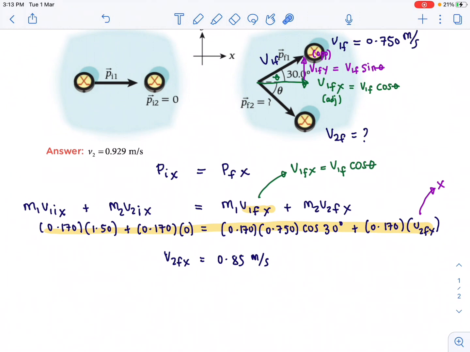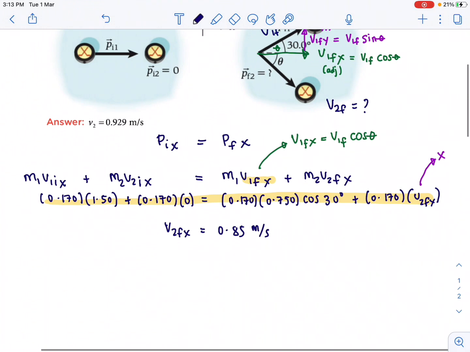Let us set that aside. We will go back to it later. So now we work on the final velocity, or final vertical velocity of the second puck. We will start with the same process as for the x component, but this time we will have y. So we have P_iy is equal to the momentum final on the y-axis.